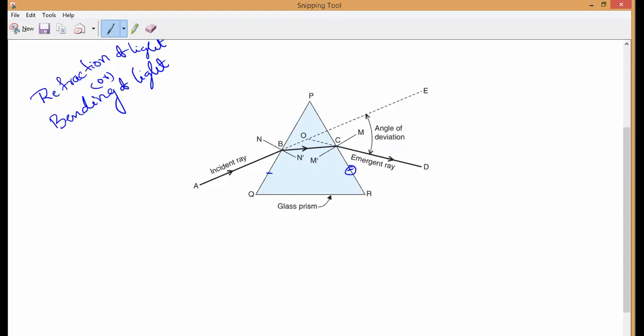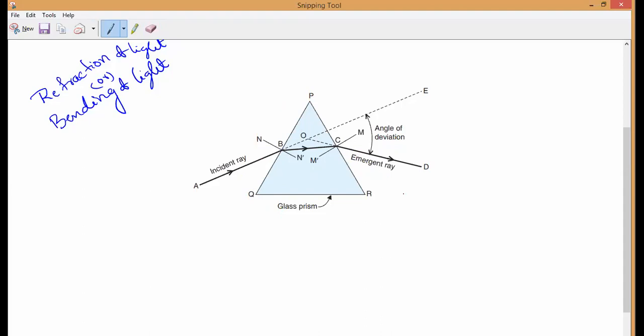When will refraction take place? When the light enters the prism, as well as when the light leaves the prism, at both the surfaces, refraction will take place. Now you can observe very carefully. The refracting surfaces are two here. Can you say the names of the refractive surfaces? We have two refractive surfaces.